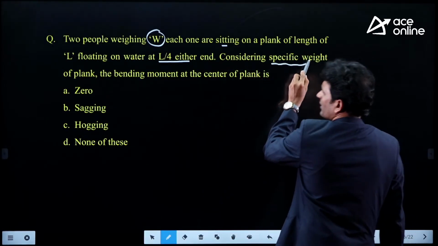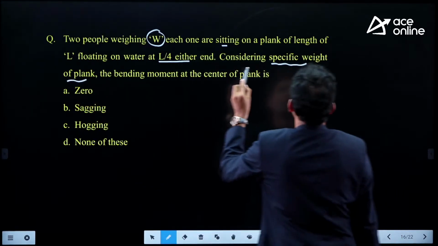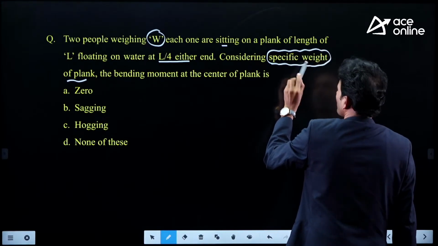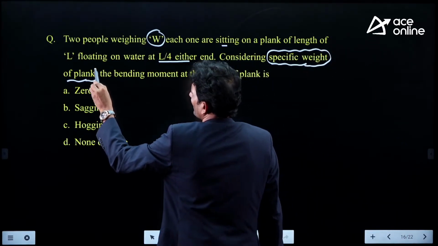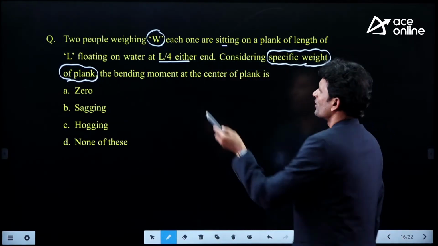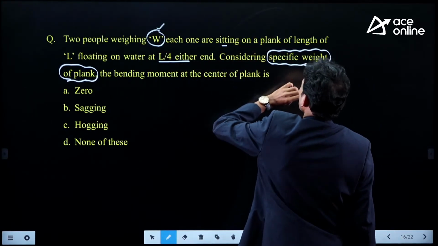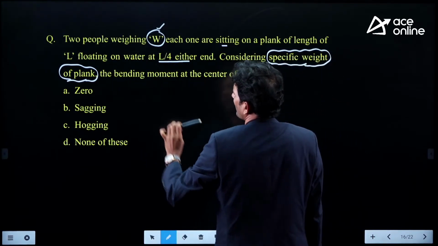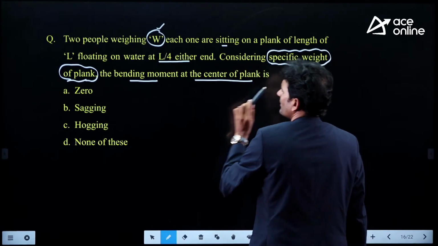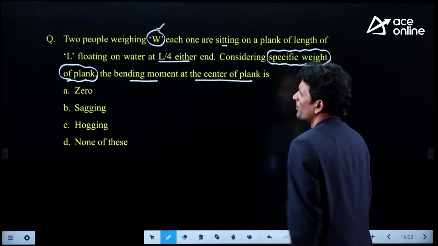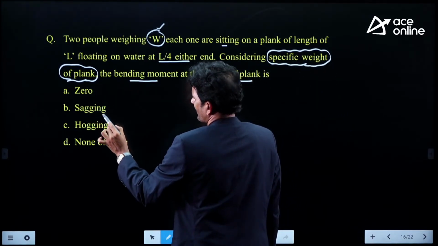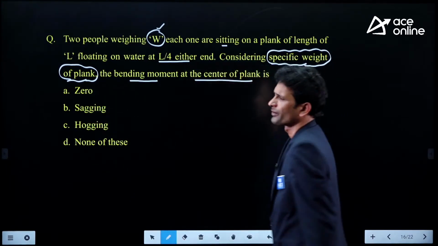Considering the specific weight of the plank, this is very important. That means the specific weight of the plank is given, so we need to account for the self weight also. In addition to the weight of these two persons, we need to account for the self weight of the plank when we are finding the bending moment at the center of the plank. What is the bending moment at the center of the plank? Whether it is 0 or sagging or hogging or none of these.